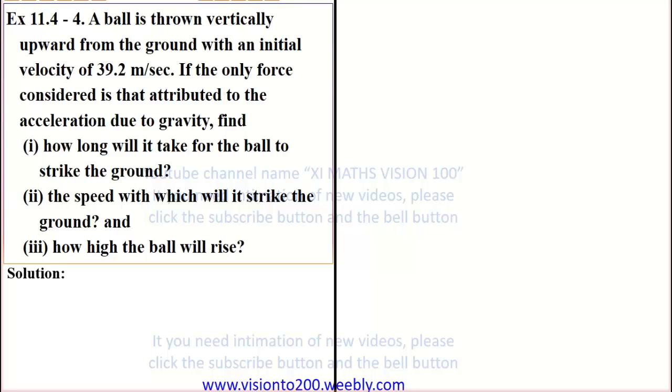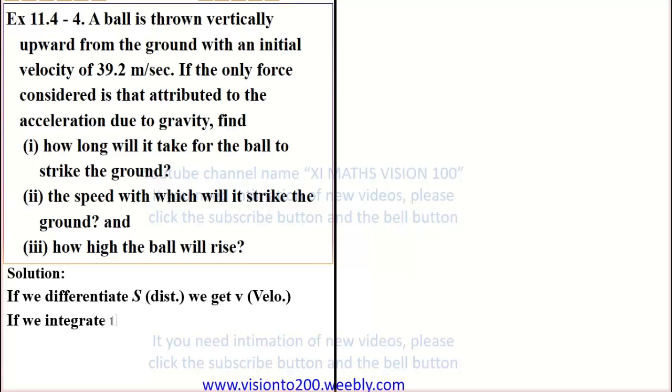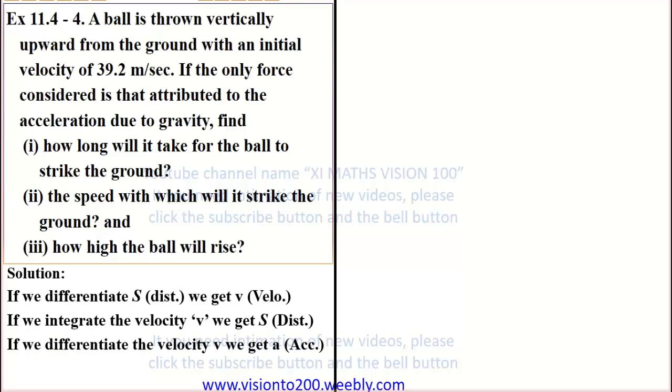If we differentiate the distance, we get the velocity. If we integrate the velocity, we get the distance. And if we differentiate the velocity v, we get the acceleration. If we integrate the acceleration, we get the velocity.